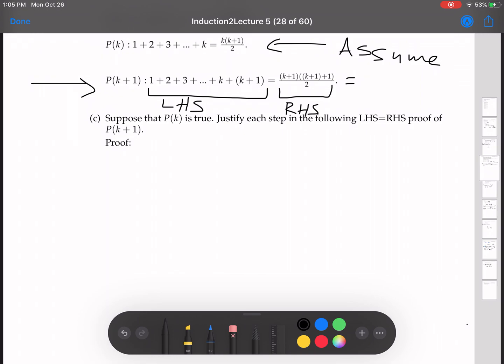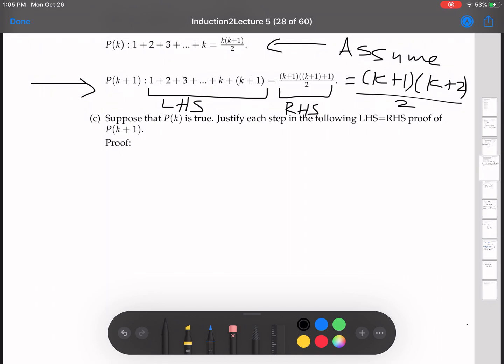Now this right-hand side is written in kind of a weird form. We got this k plus 1 plus 1. K plus 1 plus 1 is just k plus 2. So let's write this as k plus 1 times k plus 2 over 2, and we'll look for that piece cropping up there.